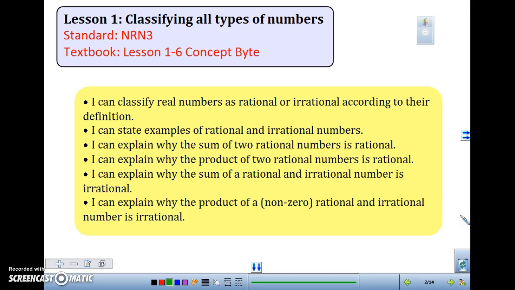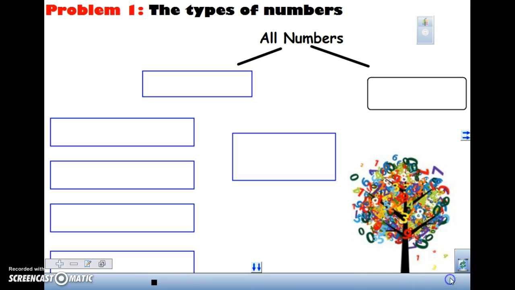What I would like you to look at in your notes, as you look at lesson A1, is all types of numbers. One of the things that we're looking at today is being able to classify numbers in different categories. These are the standards in the I can statements. I can classify real numbers as rational and irrational according to their definition. Tell by examples if they're rational or irrational. Explain if the sum of two rationals is still rational. The product, is it rational? The sum of a rational and irrational, show where it's irrational. And explain how the product of a non-zero rational and an irrational number is irrational. So those are our I can statements.